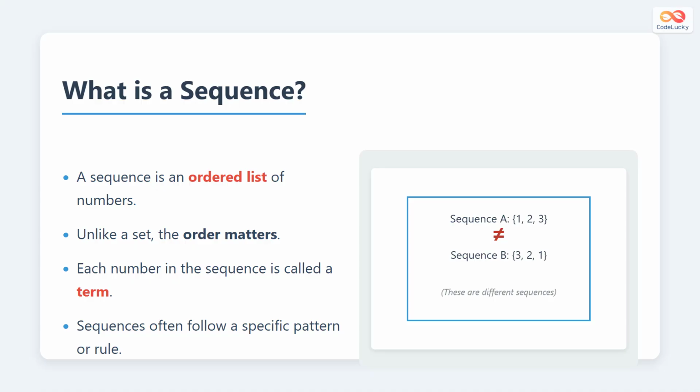So what exactly is a sequence? Simply put, it is an ordered list of numbers. The key word here is ordered. In a set, the order doesn't matter, but in a sequence, it does. For example, the sequence 1, 2, 3 is different from 3, 2, 1. Each individual number in this list is called a term.